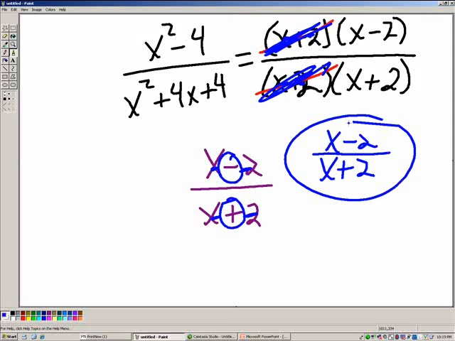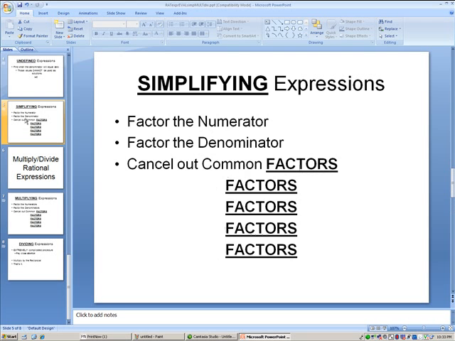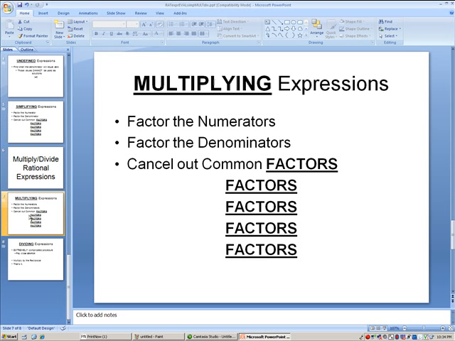That's simplifying rational expressions. Now to continue on, let's look at multiplying and dividing rational expressions. If you'll recall, the process of simplifying a rational expression was to factor the numerator, factor the denominator, and cancel out common factors. Now let's look at the procedure for multiplying rational expressions. Look at that. It's almost identical. What's the difference? Instead of just factor the numerator, it's factor the numerators, plural. Factor the denominators, plural. And then cancel out common factors.